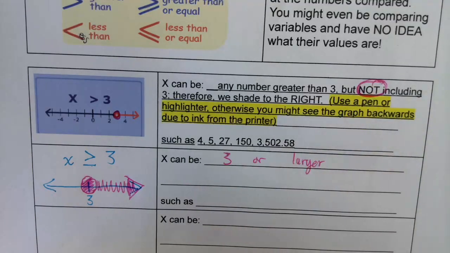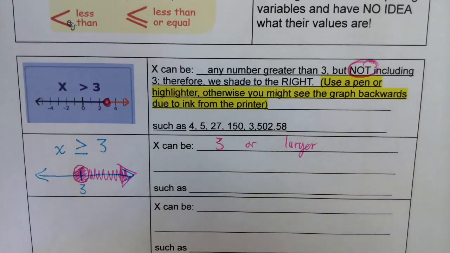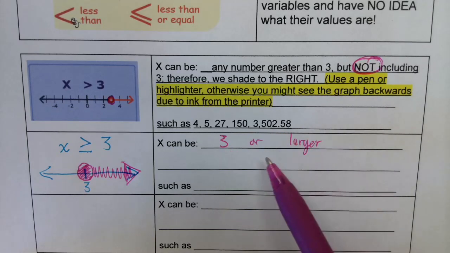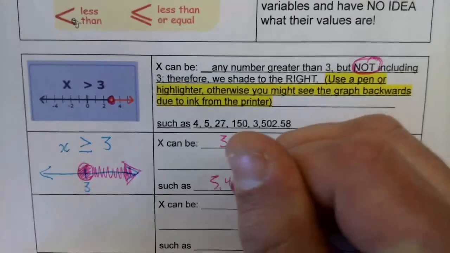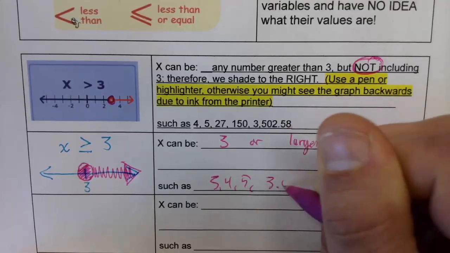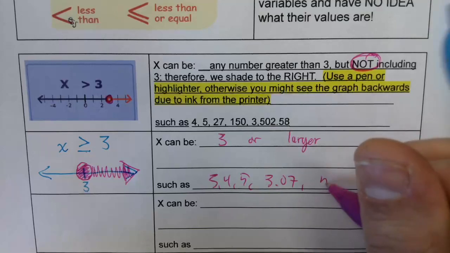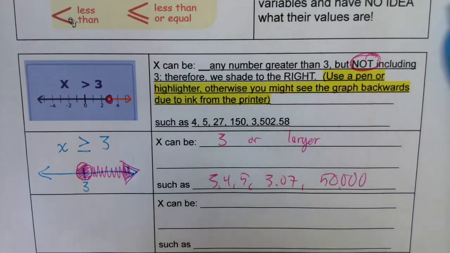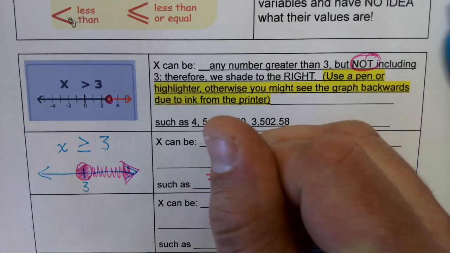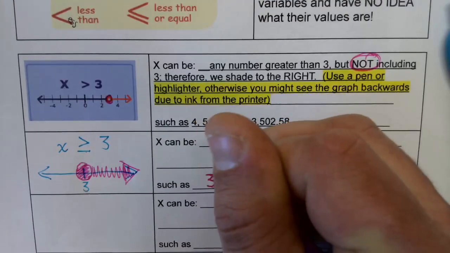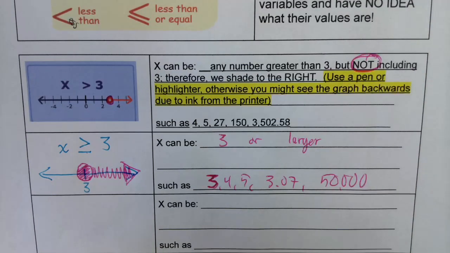What's a number that satisfies this inequality? 3 or larger. Pick a number that is 3 or larger. 3, 4, 5, 3.07. Right, doesn't matter. 50,000. Any number that is larger than 3 or equal to 3. Another expression people might use is inclusive of 3.